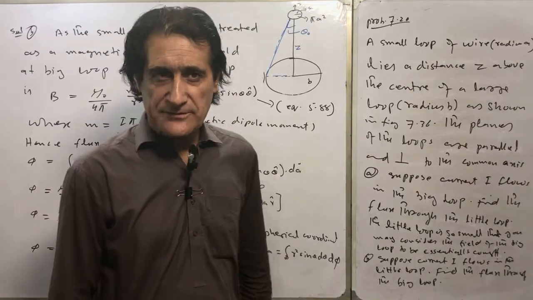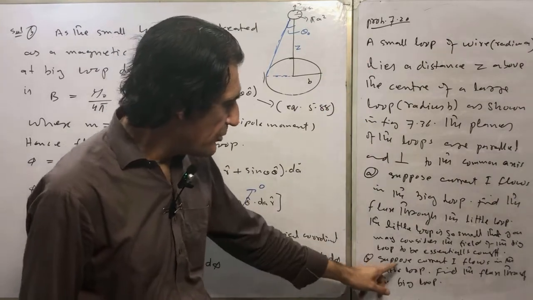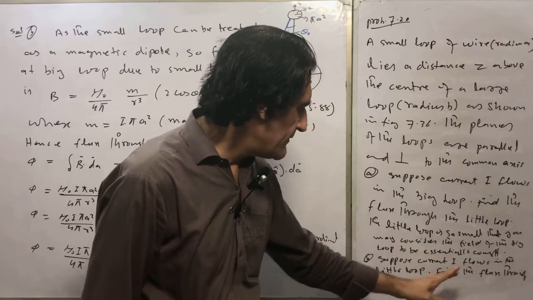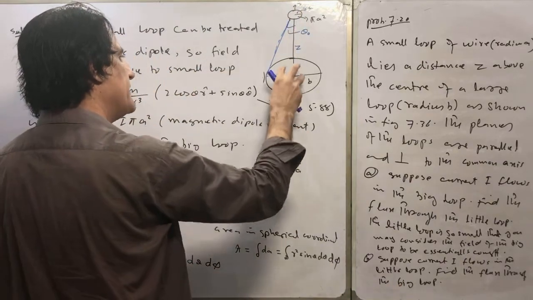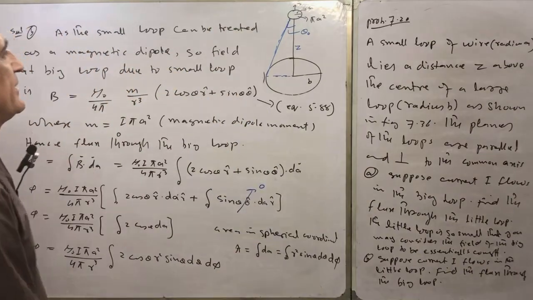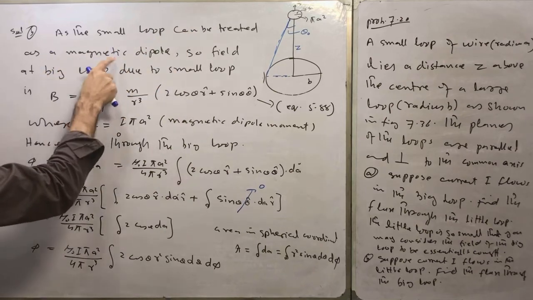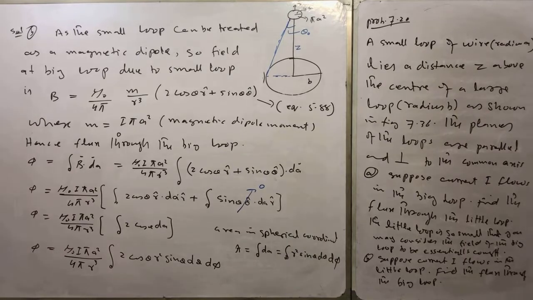The second part of this problem, 7.20, states that suppose current I flows in the small loop, find the flux through the big loop. If current is flowing in this, find the flux in this. So as the small loop can be treated as a magnetic dipole, this has been cleared in the statement of this problem.